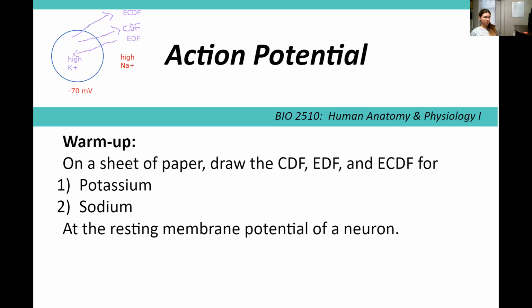When we're talking about the sodium, we have something different going on because there's a different concentration gradient for sodium. But we use the same sort of process. So we're going to have our chemical driving force going from high to low. I want my red. Okay. So from high to low. So the chemical driving force for sodium is into the cell.